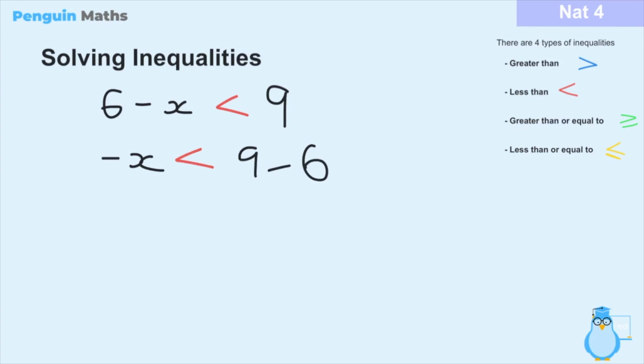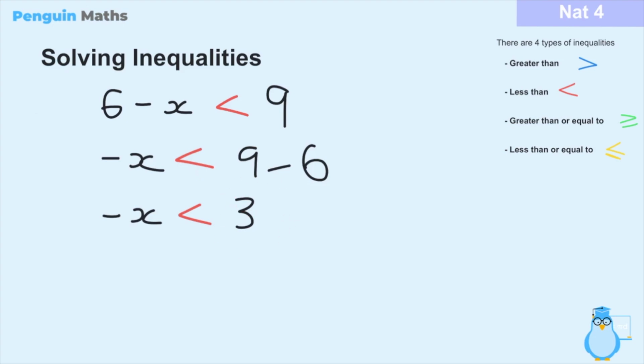So all we've done there is move this plus 6 over to the other side and it became minus 6. And because minus x is less than 9 minus 6, we can just say that minus x is less than 3. But remember, what we have to do is just have x by itself and not minus x. So we have to get rid of this minus symbol and bring that over to the other side.